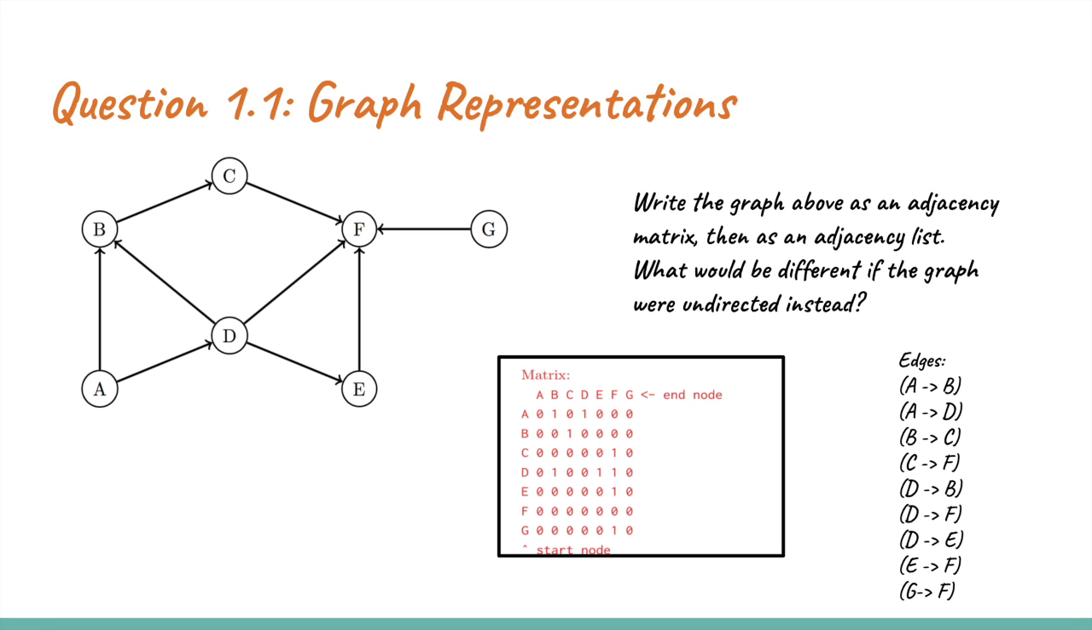So going back to our graph, it has edges from A to B, A to D, B to C, C to F, D to F, D to B, D to E, E to F, and G to F. So the adjacency matrix looks like this. The entries at indices A and B have a 1, the entry at indices A and D have a 1, and so on.